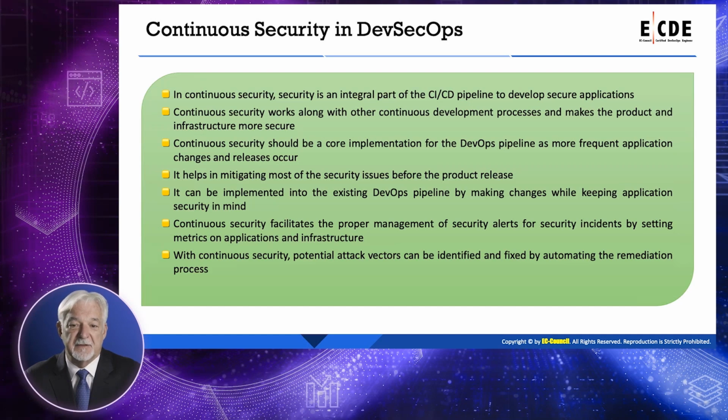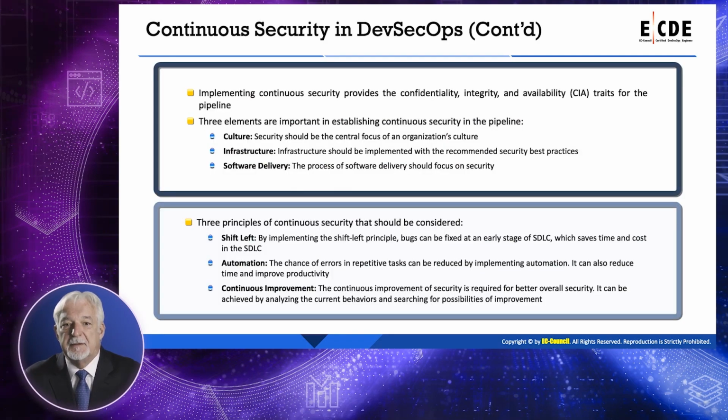Continuous security facilitates the proper management of security alerts for security incidents by setting metrics on applications and infrastructure. And finally, with continuous security, potential attack vectors can be identified and fixed by automating the remediation process. Implementing continuous security provides the confidentiality, integrity, and availability traits for the pipeline. Three elements are important in establishing continuous security in the pipeline. We have culture, infrastructure, and software delivery.